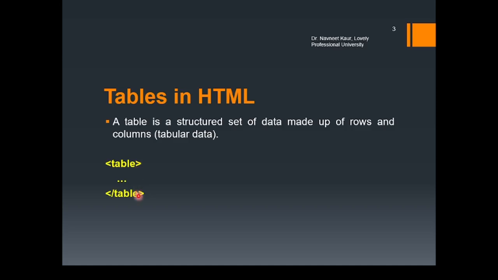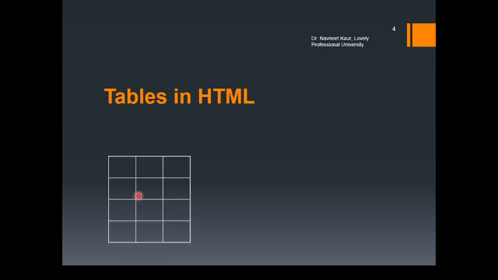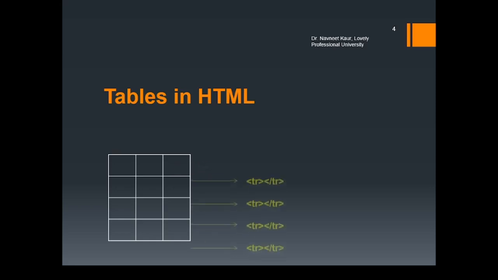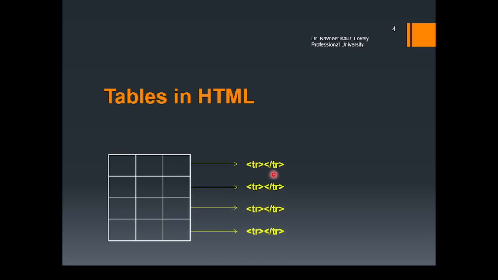So let's take an example now. Suppose you have been given this table to create in HTML. When we are inside the table tag, we need to create these rows and columns. In order to create the rows inside the table tag, we use tr. The tr tag means table row. In order to create the columns, we use td, that is table data.